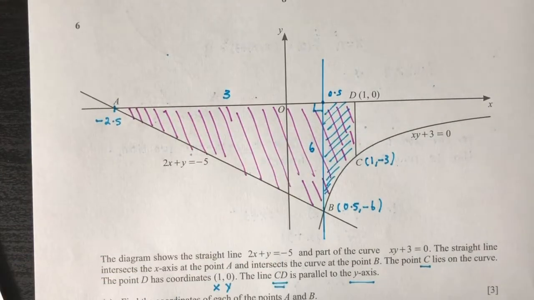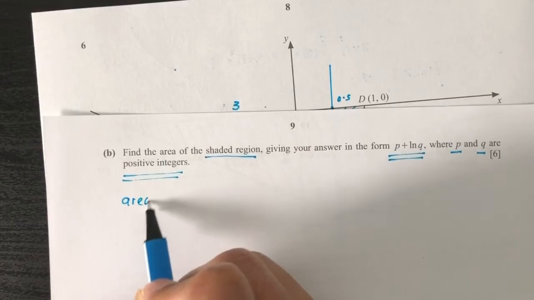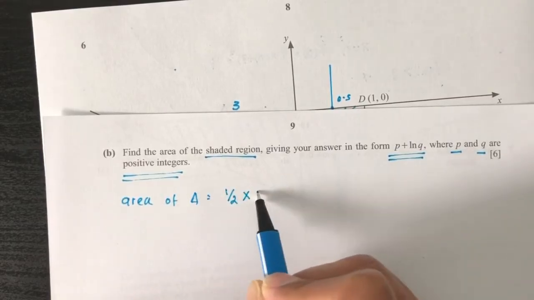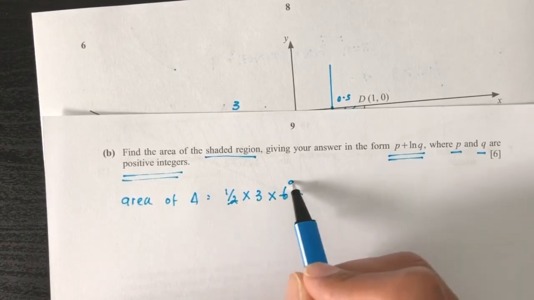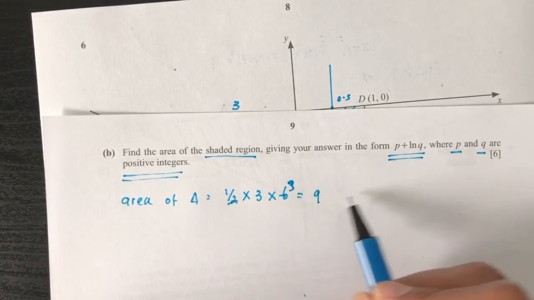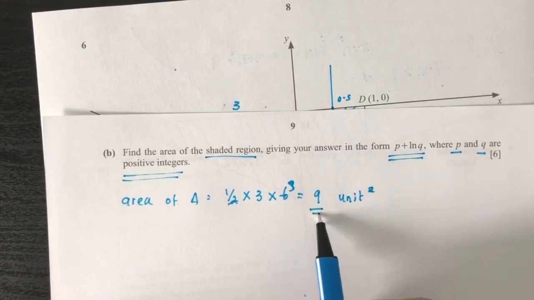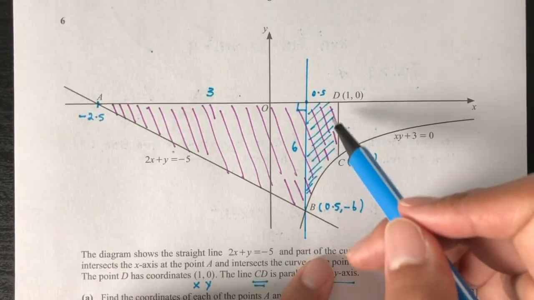So what is the area of the triangle? That is the first part. The area of the triangle will be half times base, which is 3, times height, which is 6. That will be 9 units square. That is the first part that we need to find, which is the area of the triangle. Now the next part, what is this area?